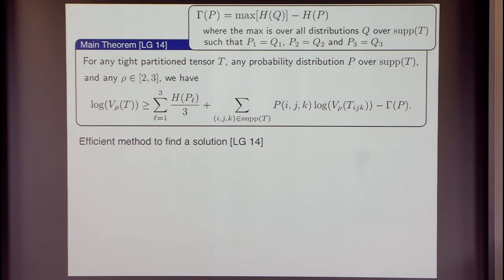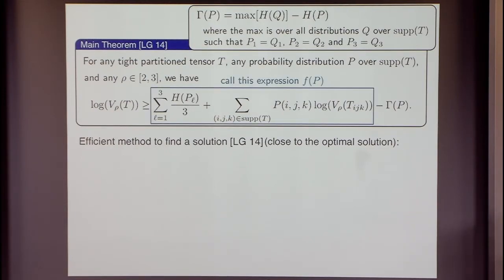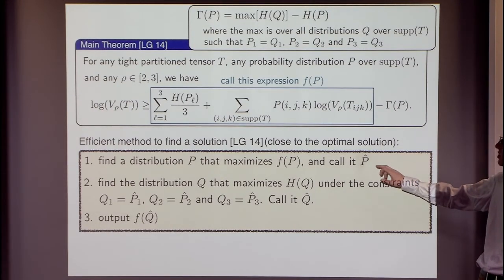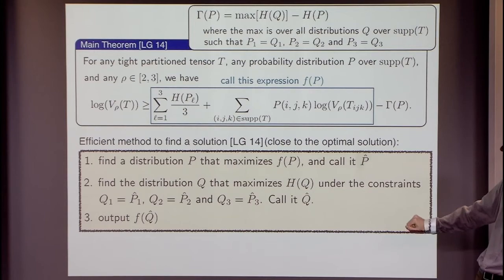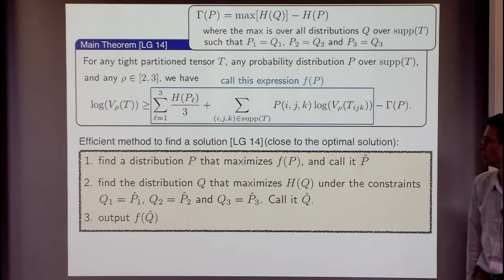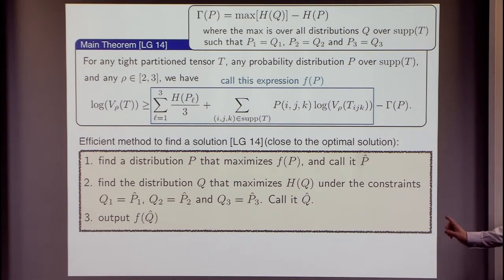So what we do here, we propose a method to find a solution. This is not the optimal solution, but it will be close to the optimal solution. I mean, numerically, apparently this is very close to the optimal solution. And the way of doing this is to first find a distribution P that maximizes this expression without the penalty term. And then to find a distribution that maximizes HQ, under the constraint that Q should have the same marginal as the solution of the first problem, and then output FQ.